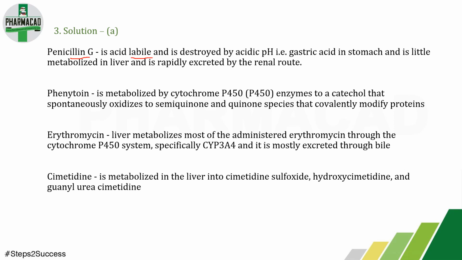The next option, that is erythromycin, the liver metabolizes most of the erythromycin. Cimetidine is also metabolized in liver into structures called cimetidine sulfoxide, hydroxycimetidine and guanyl urea cimetidine. So all these three drugs are metabolized in the liver, but penicillin G is not metabolized in liver.